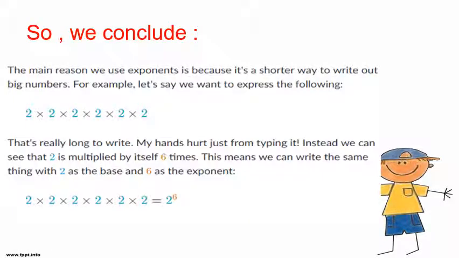So after watching the video, we conclude: what is the main reason for using exponents or powers? We use exponents as an abbreviation of the repetitive multiplication of numbers. When we have repetition of numbers, instead of writing 2 times 2 times 2 times 2 times 2 times 2, 6 times, we can write 2 to the power 6.